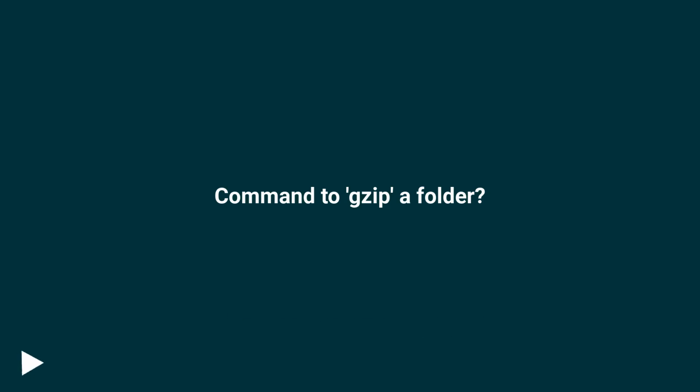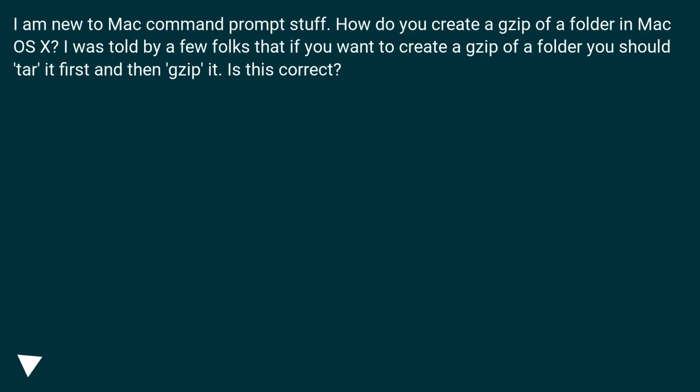Command to gzip a folder? I am new to Mac command prompt stuff. How do you create a gzip of a folder in Mac OS X? I was told by a few folks that if you want to create a gzip of a folder you should tar it first and then zip it. Is this correct?